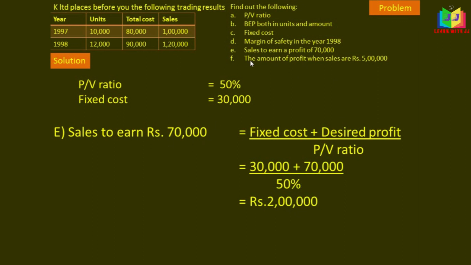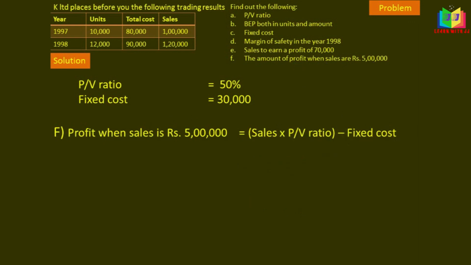And the next question is the amount of profit when sales are rupees 5 lakh. If the sales is 5 lakh, we have to find out the amount of profit here. For that the formula is sales into PV ratio minus fixed cost. If we do this, we'll get the contribution, and contribution minus fixed cost will get profit. The same way we are going to do it here now. The sales is given in the problem, that is 5 lakh. 5 lakh into PV ratio, 50% we know, minus fixed cost also we know, that is 30,000. If we do that, we'll get 2,20,000 as the profit when sales is 5 lakh.